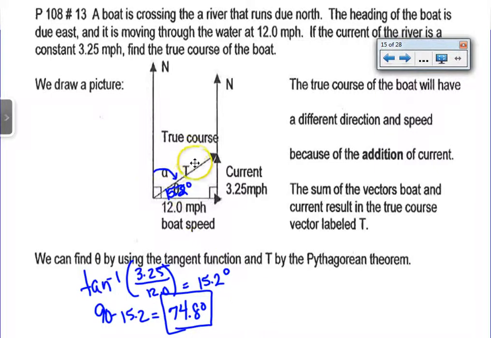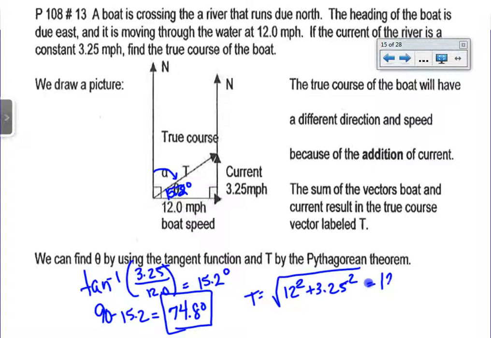And then to find the actual speed, what we can do is Pythagorean theorem with the 12 and with the 3.25. Now, they didn't really tell us time at all, so I'm just going to assume they went for 1 hour. So Pythagorean theorem says 12 squared plus 3.25 squared, and if I square rooted it, that would be my hypotenuse, which is t. So on my calculator, that comes out to approximately 12.4. And then we're going to label that as our new rate.